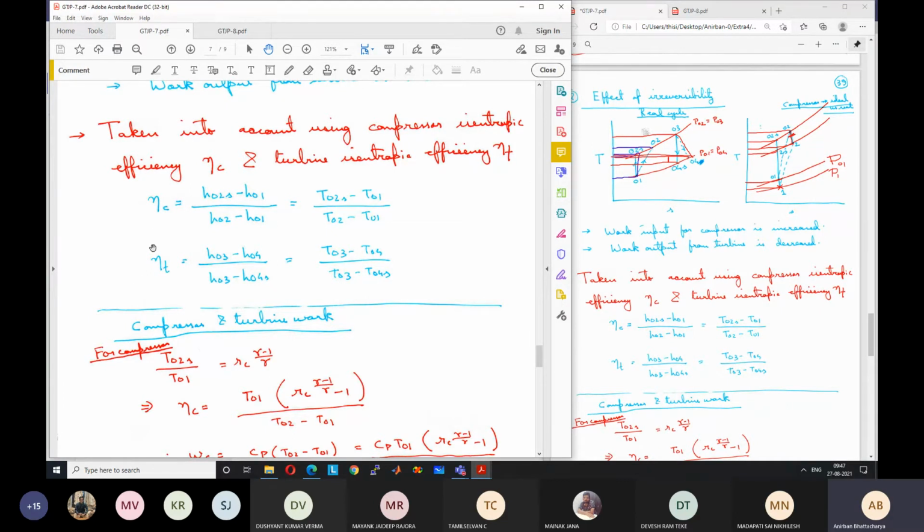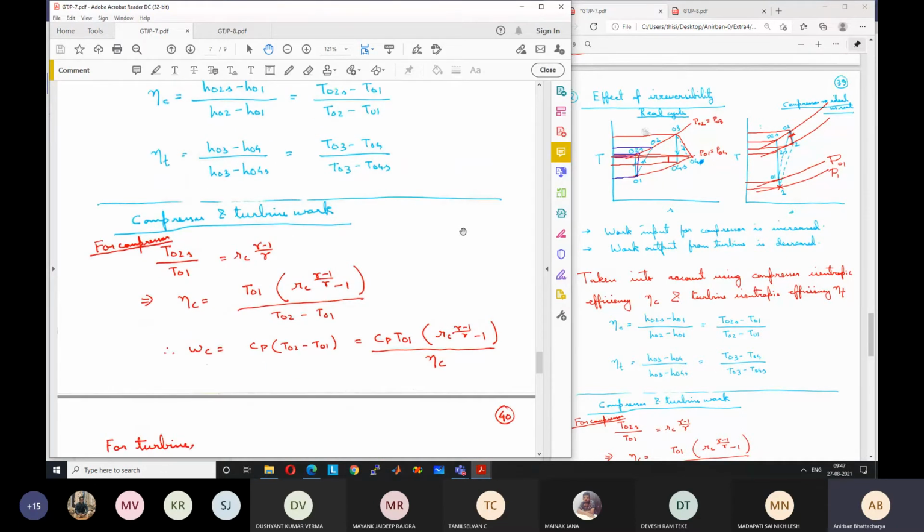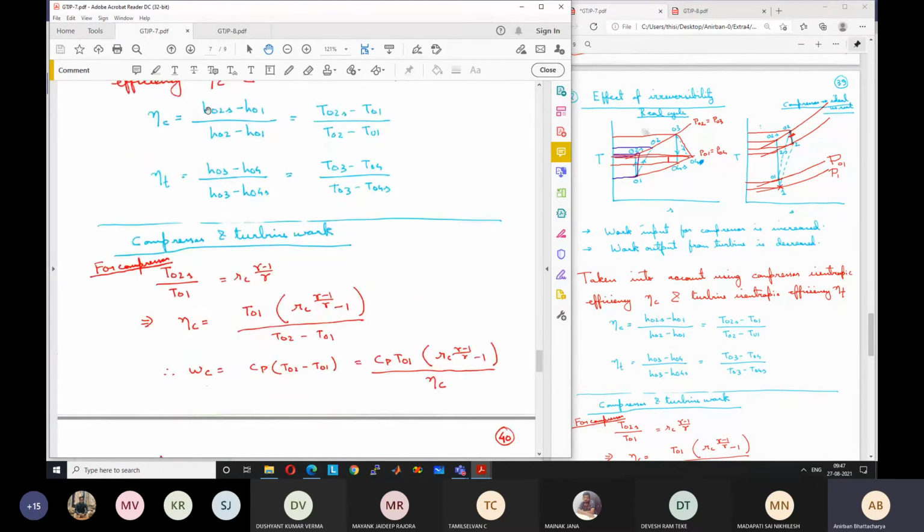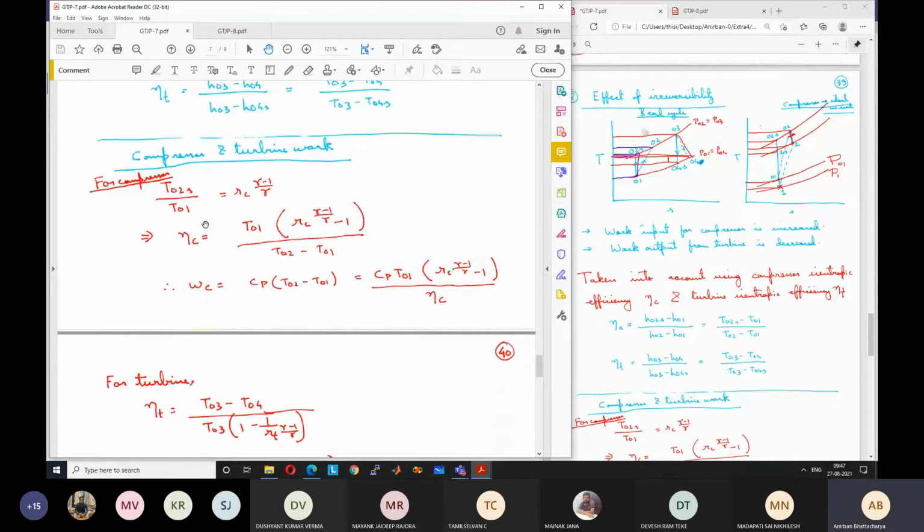So we can directly calculate in your problems, but if you want to do them analytically, it looks like this. So for the compressor, T02s by T01. Remember that it's an isentropic process, right? So it is equal to P02 by P01. P02 by P01 is the compression pressure ratio. Let us call this Rc. So Rc to the power (gamma minus 1) by gamma. So now we know that efficiency of the compressor is (T02s minus T01) by (T02 minus T01).